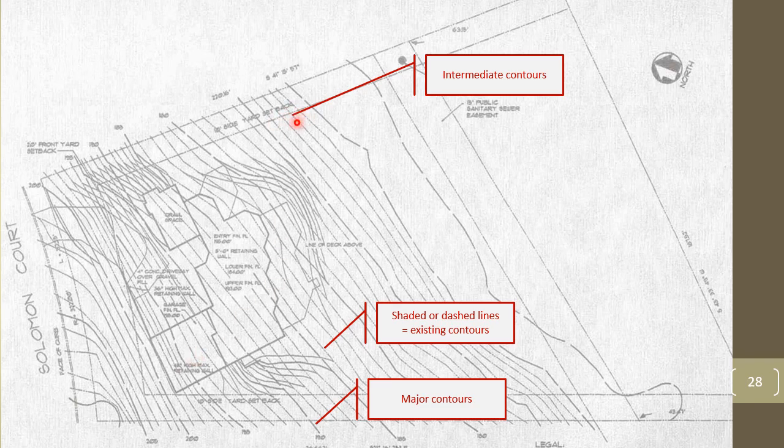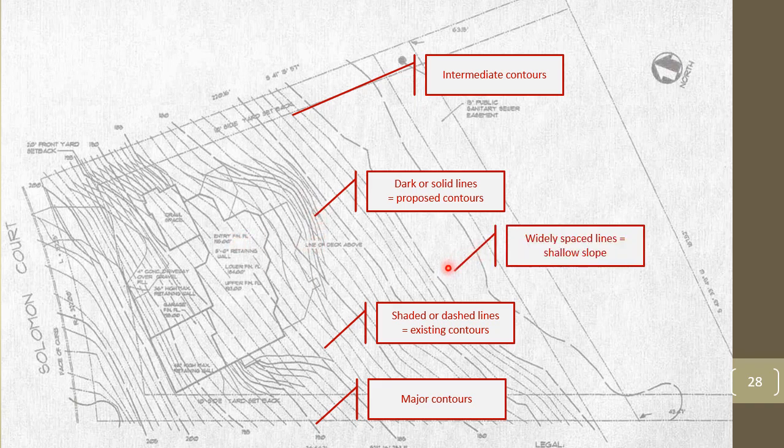So these are the intermediate contours. Because they're shaded, that's what the ground looks like now. The dark or solid lines is what we want the ground to look like. This is what your construction will make it look like.